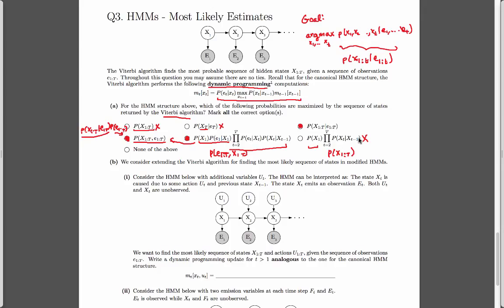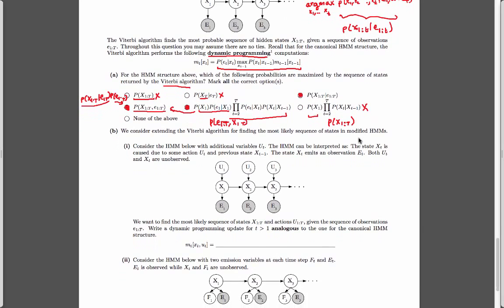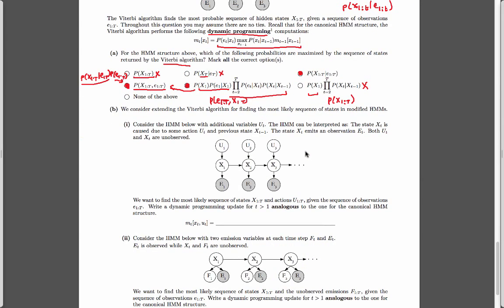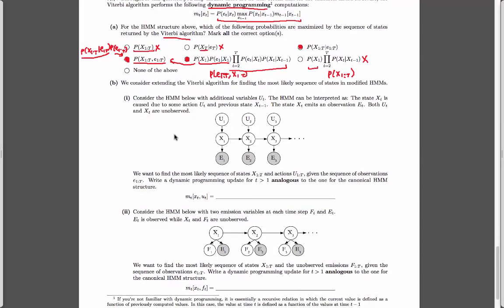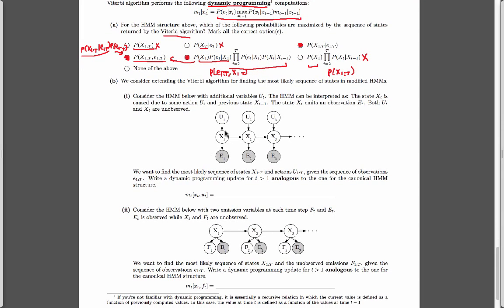Okay, so now let's look at part B. In this case, we're getting variations on the HMM similar to question 2, except we want to compute a different update. So in part I, we have a new HMM where instead of just having states and observations of those states, we also have actions. And the actions affect the states. So your action at a current time step will affect the state at that current time step.